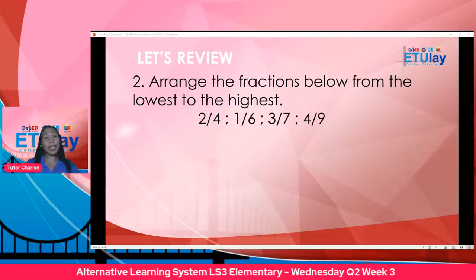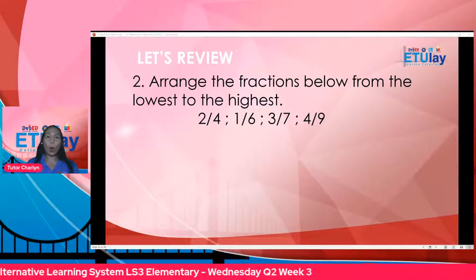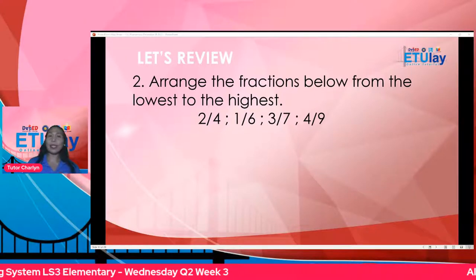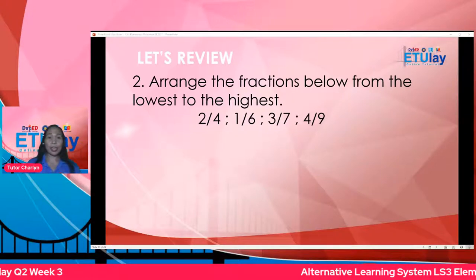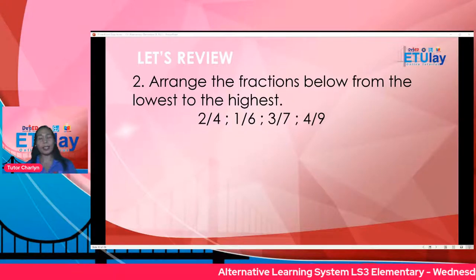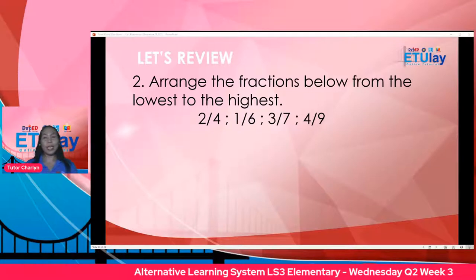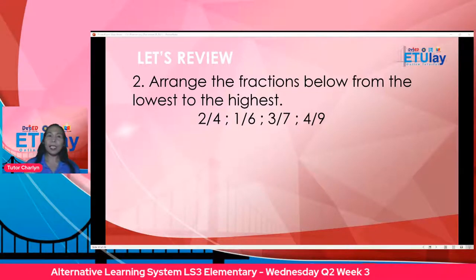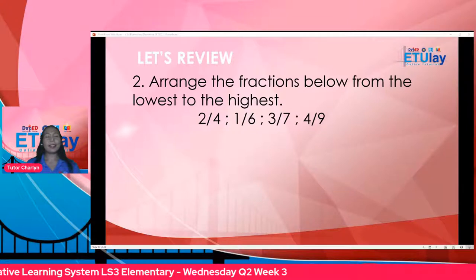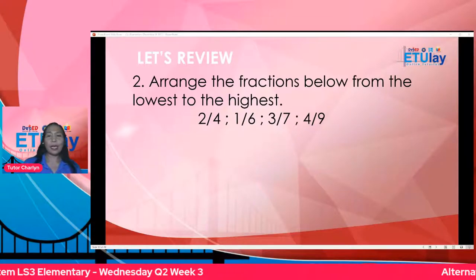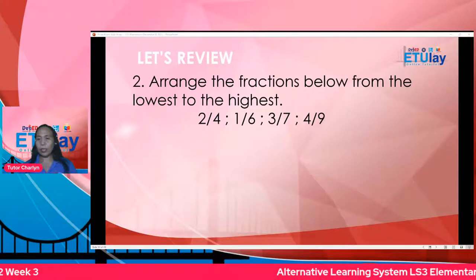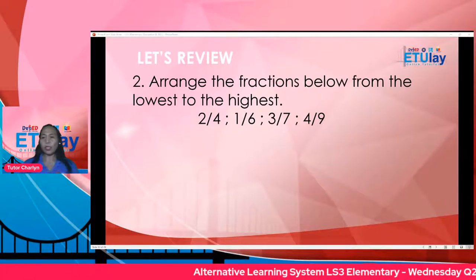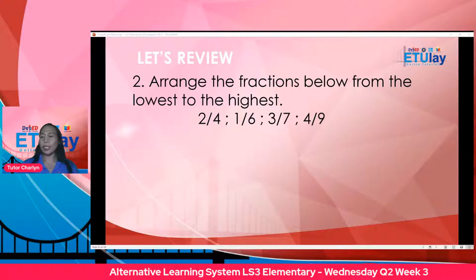Okay, ano po kaya? Sino po mauna kay 2 fourth, 1 6, 3 over 7, and 4 over 9. Ano kaya sa palagay niyo mag arrangement? From lowest to highest. Mauna ngayon kung sino yung pinakamaliit sa kanila. Then hanggang sa pinakamalaki. Ano po kaya yung arrangement? 1/6, 2/4, 3/7, 4/9.